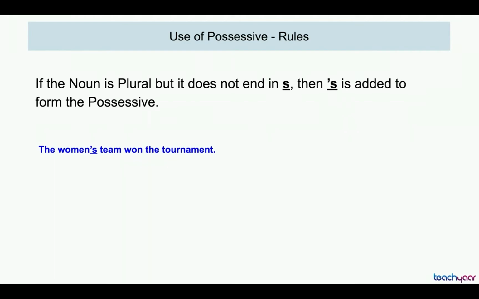So in such a case, when the plural does not end in S, you put the apostrophe and then the S. The children's shoes were coated with mud. Child is singular. Children is the plural form, which does not end in S. So after children, you put an apostrophe and S to show the possessive.